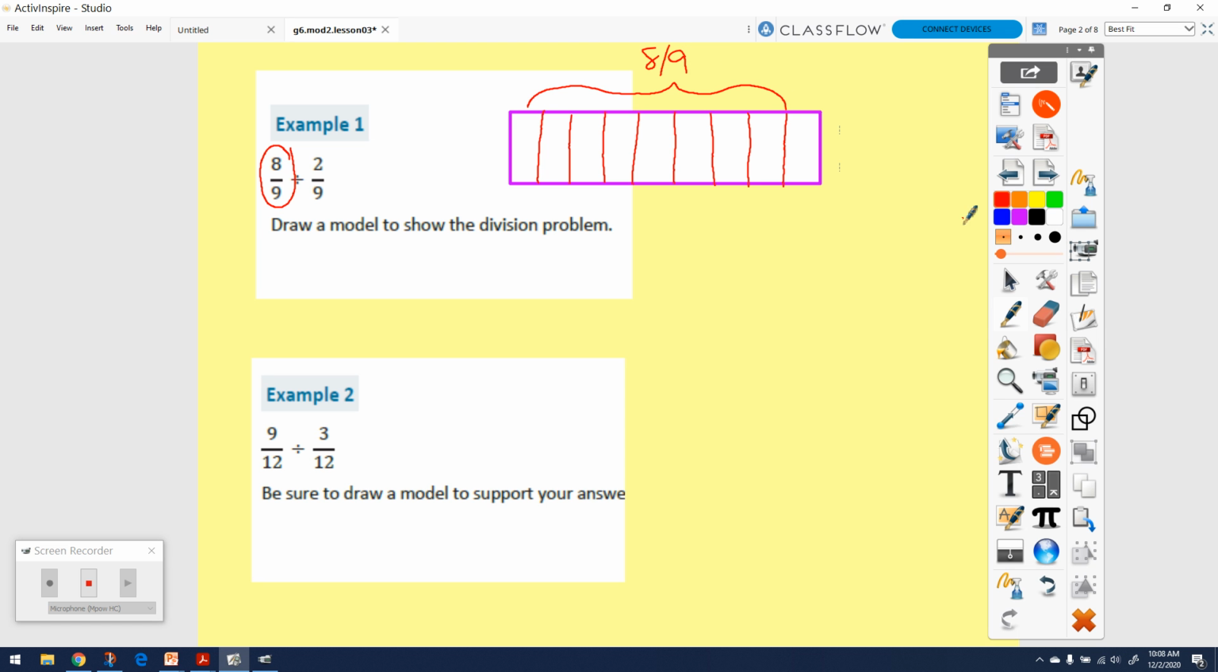And then we need to group these into groups of 2/9. So if I look at this, I see that this right here is 2 pieces out of the 9. Here's again 2 more pieces out of the 9. We continue to do that as much as we can without going past this 8/9, because that's where we're stopping. In this case, we have 4 of them that showed up exactly even. So 8/9 divided by 2/9 is 4. Let's go ahead and go to the next example.